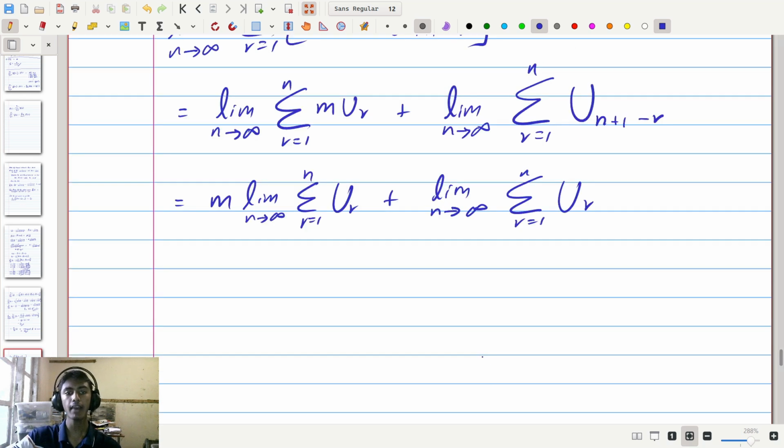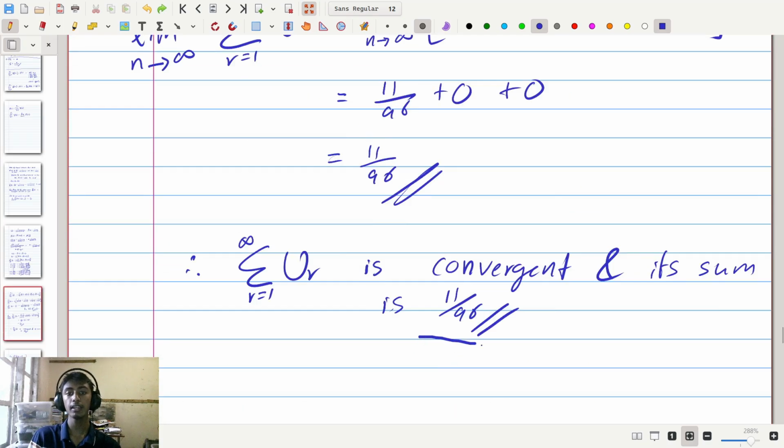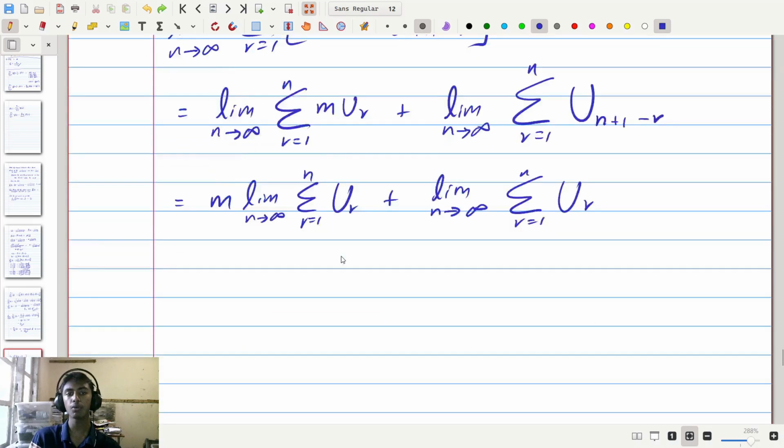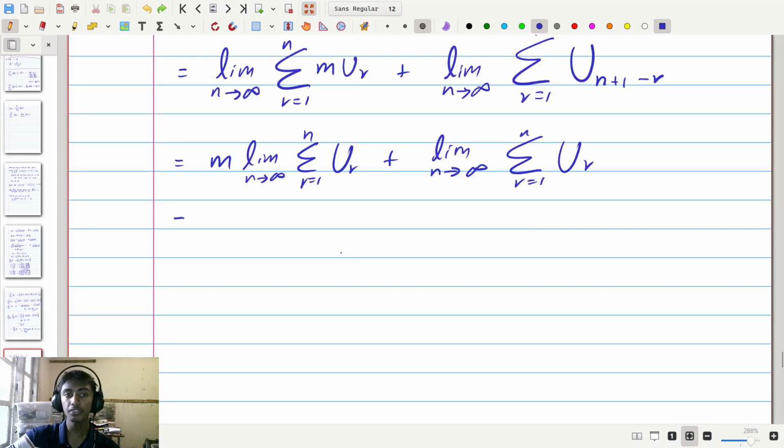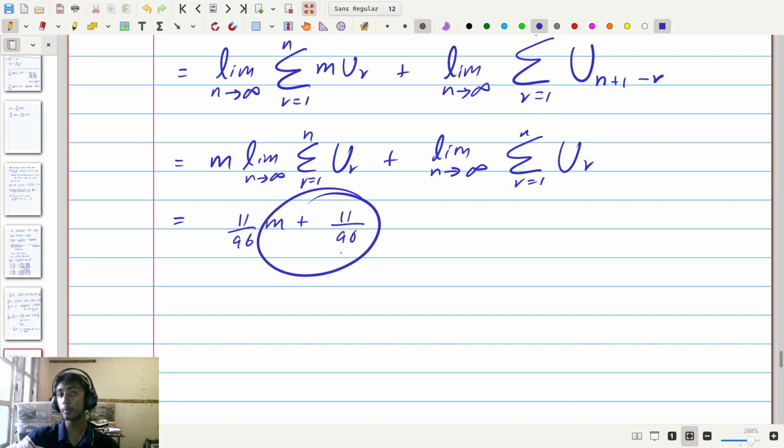Now, we have this bit in here twice. This bit is simply 11 over 96 as we showed earlier. The limit as n approaches infinity of the sum from r equals 1 up to n of u of r, or simply the sum from r equals 1 up to infinity of u of r, is 11 over 96. Therefore, we can substitute into these equations 11 over 96, meaning that m times 11 over 96, or 11 over 96 m, plus this bit, which is 11 over 96, is the value we've been looking for.